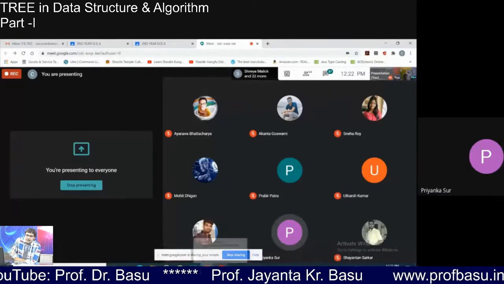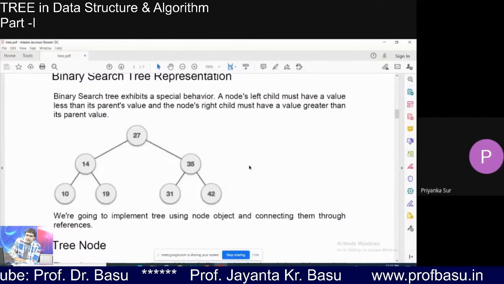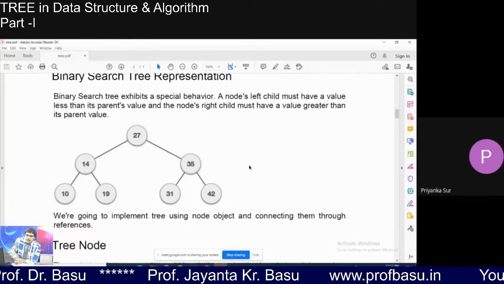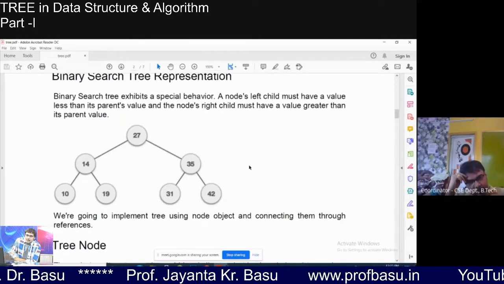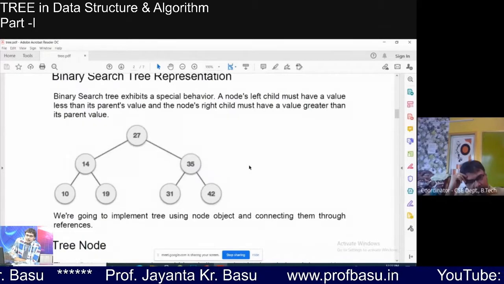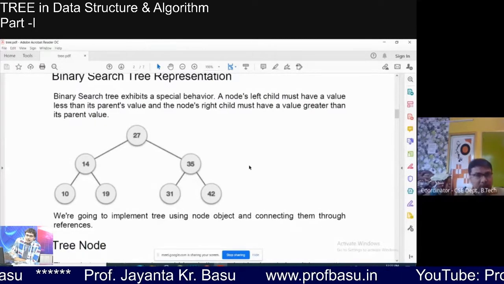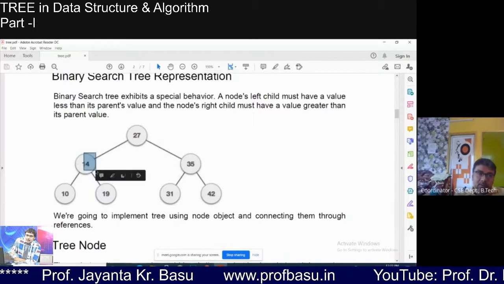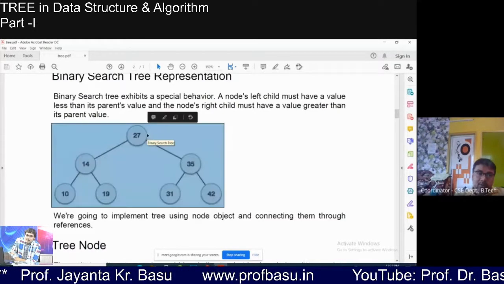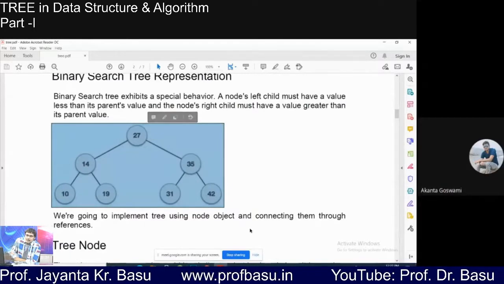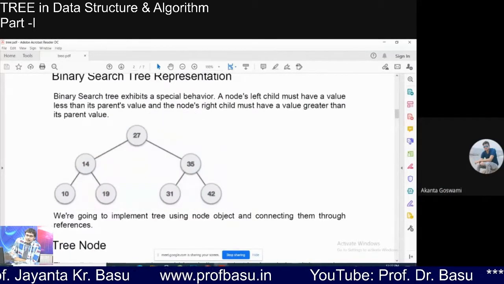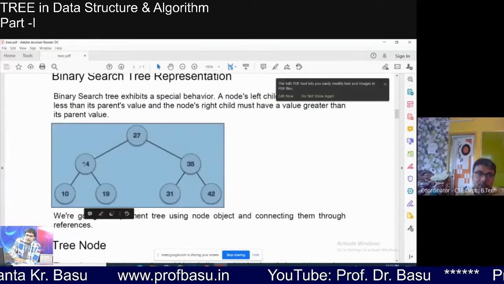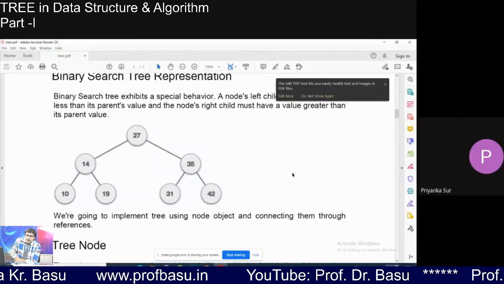I was saying that in the binary search tree, it doesn't have a child node. That's it. In the binary search tree, no child node is there? What is this? This is the child node of this parent node. Sir, but they are not siblings, sir. 14, 35 is the sibling of 14.